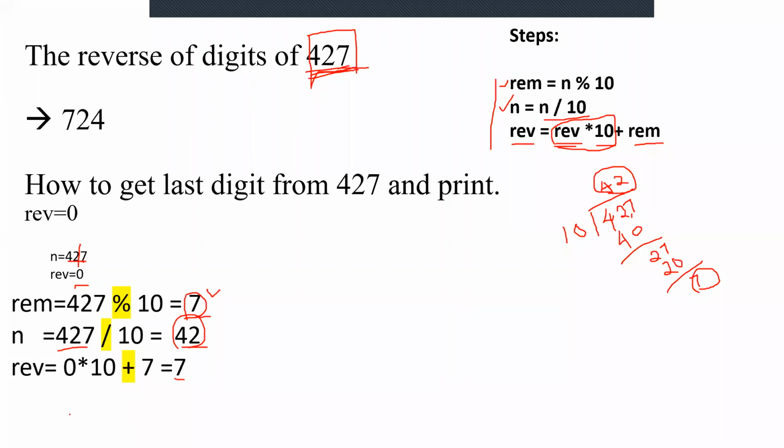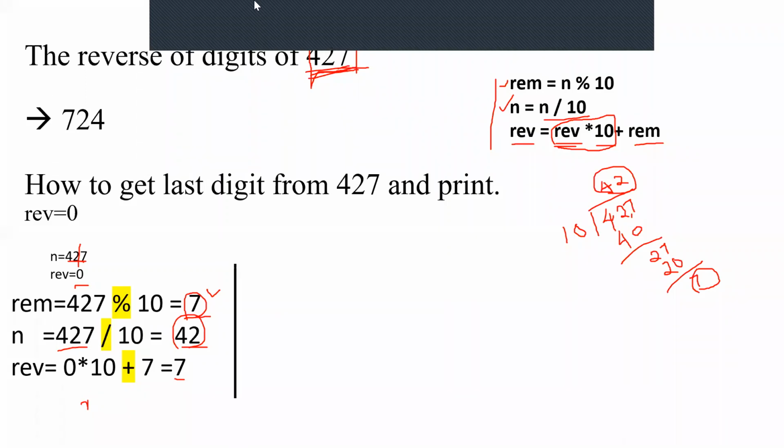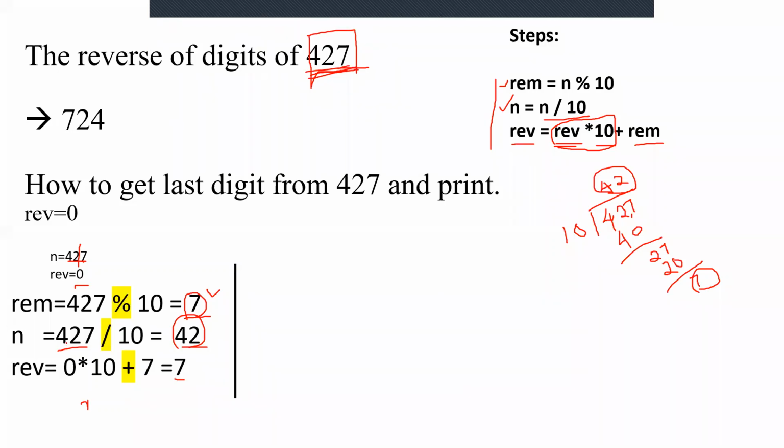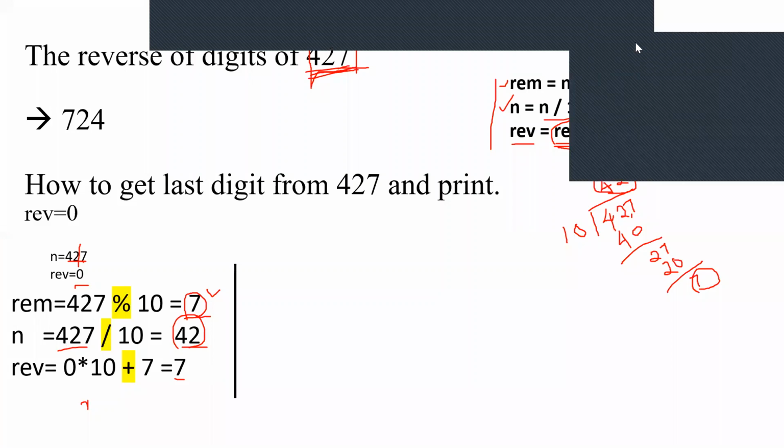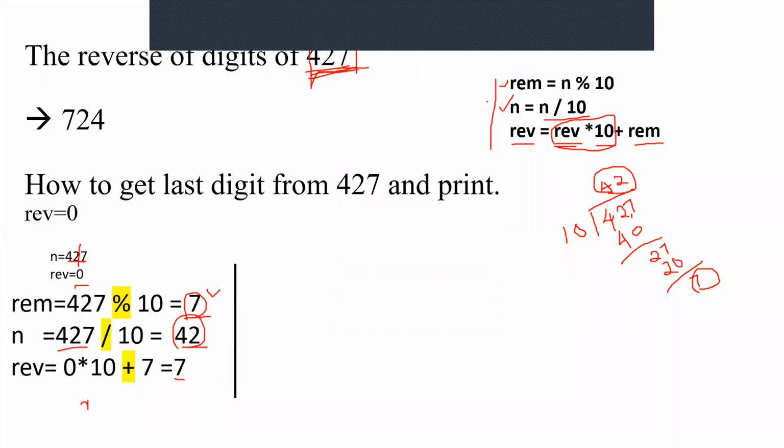So what will be the value of reverse after this step? 7. Now we are moving on to the next step. So for the next step, what will be the value of n? The n value will be 42. And then reverse will be 7. Okay. So we are moving on to the next step. We will have the n value as 42, reverse equal to 7.